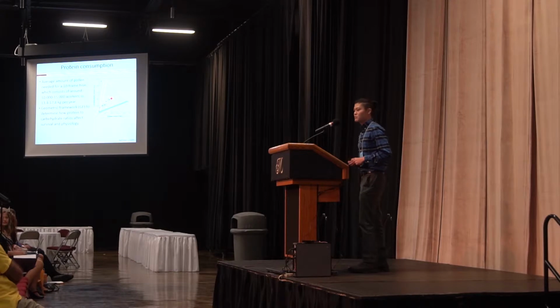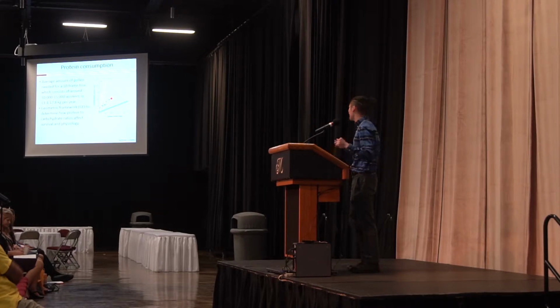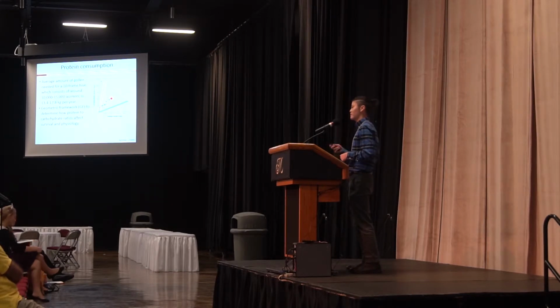And one way scientists measure what the optimal balance is, is using the geometric framework for nutrition. So this is a 3D space where you can measure what is the optimal ratio of protein to carbohydrates or fatty acids or vitamins.